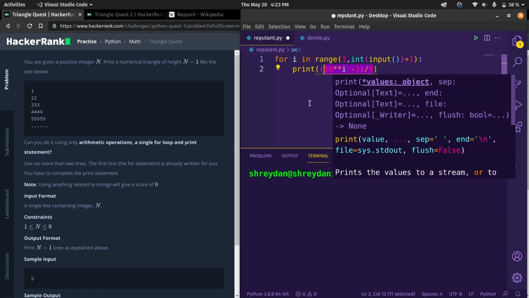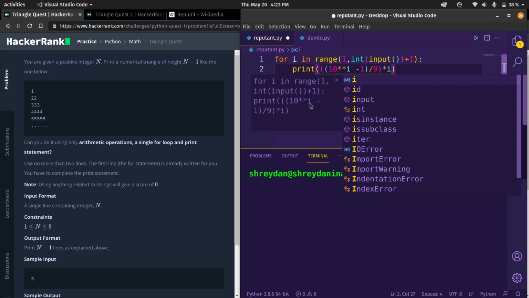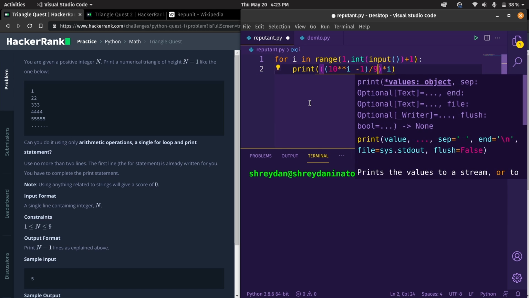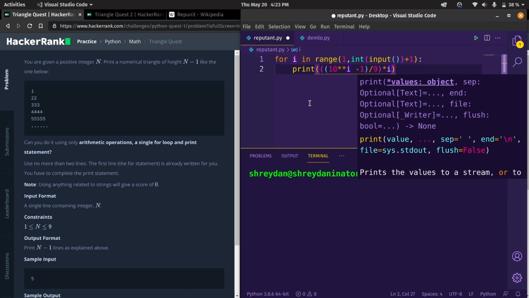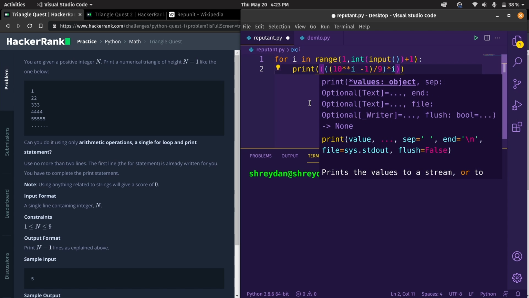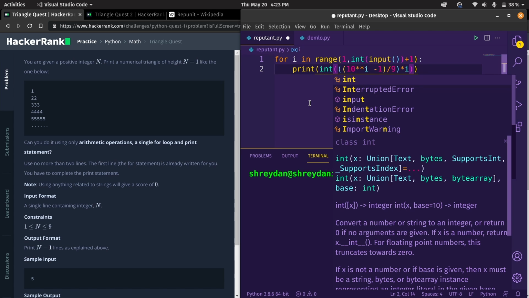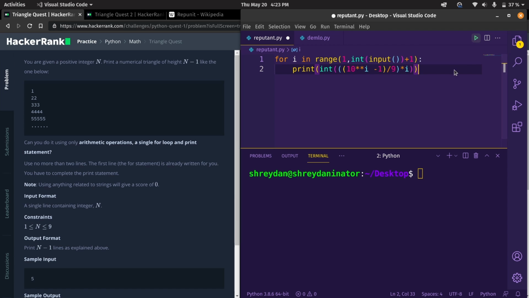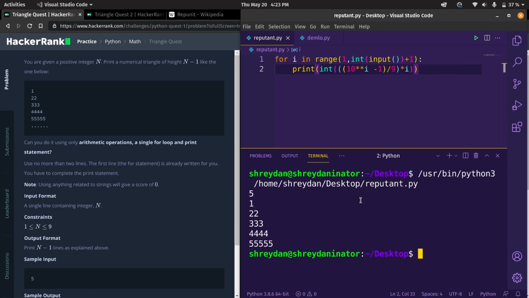The thing is, this will give us 1 1 1 and so on, so we need to multiply this again by i to get 3 3 3, 4 4 4 and so on. The output of this is float, so we need to wrap the entire thing in int to convert it into an integer. And let's run it. Test for 5, and that's it. That is how you have to solve it. We don't need this +1 here because we need to print till n minus 1.